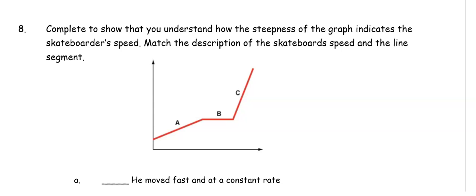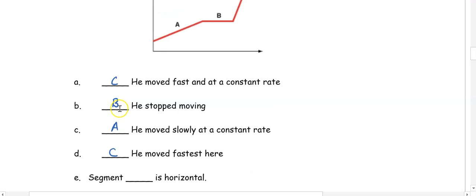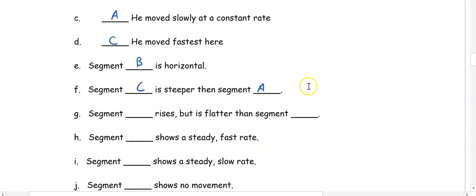In number 8, using the graph, we want to match our descriptions. So at what point is he moving fast and at a constant rate? So fast and a constant rate would be C. He is stopped at B. He's moving slowly at a constant rate is A. And he moves fastest at C because it has the steepest line. The segment that he is stopped in is B because it's a horizontal line, and C is going to be steeper than A because it's going up faster.